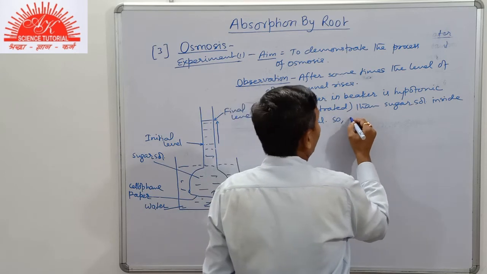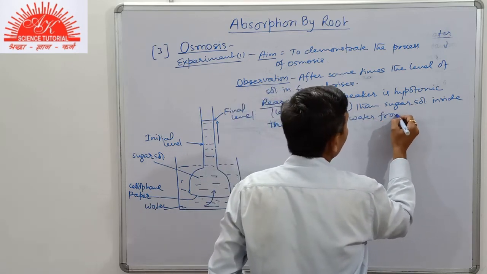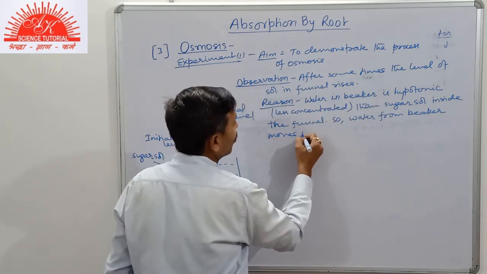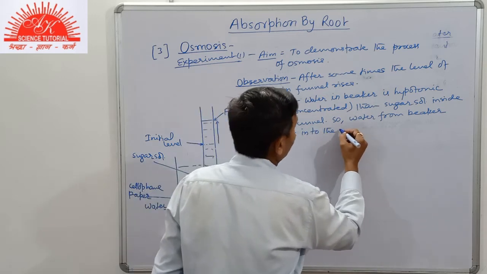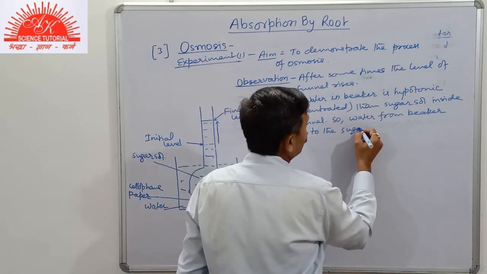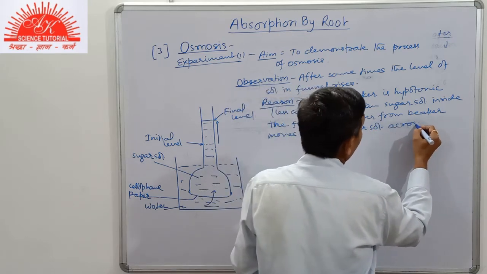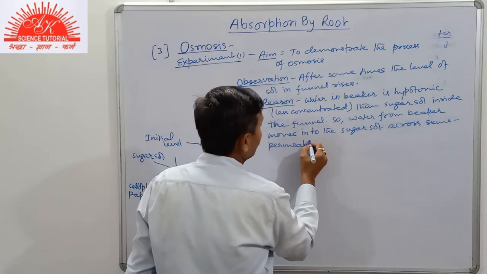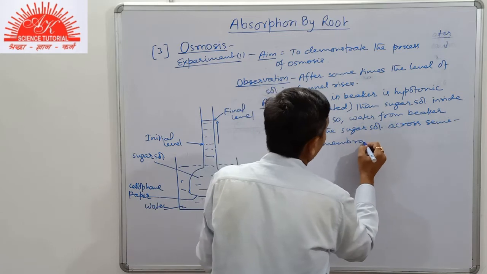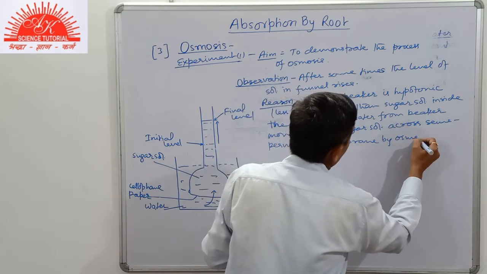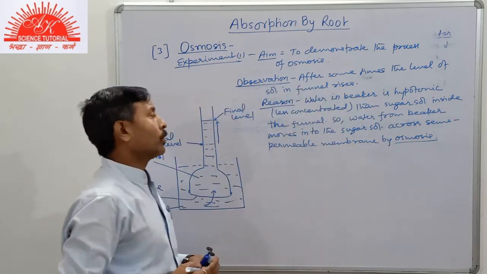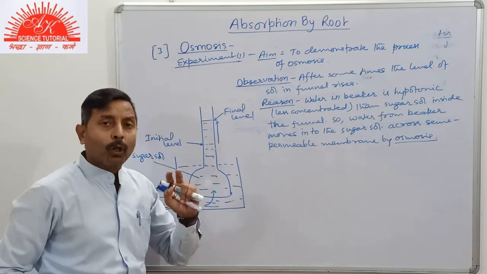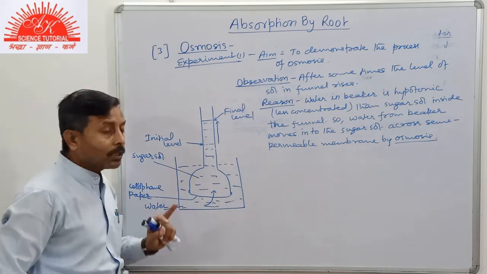So water from the beaker moves into the sugar solution across the semi-permeable membrane by osmosis. That is, suppose the question is asked, name the phenomenon studied in the diagram. We will write the process of osmosis, the phenomenon of osmosis. So this is the reason.